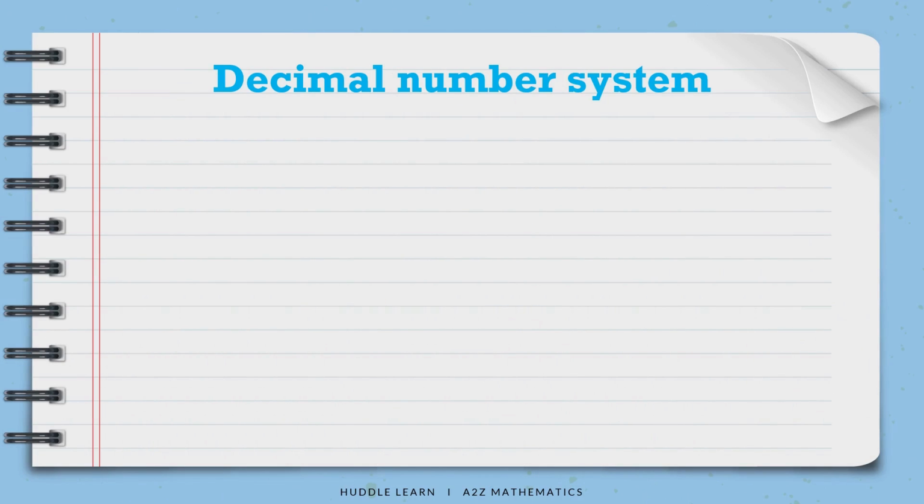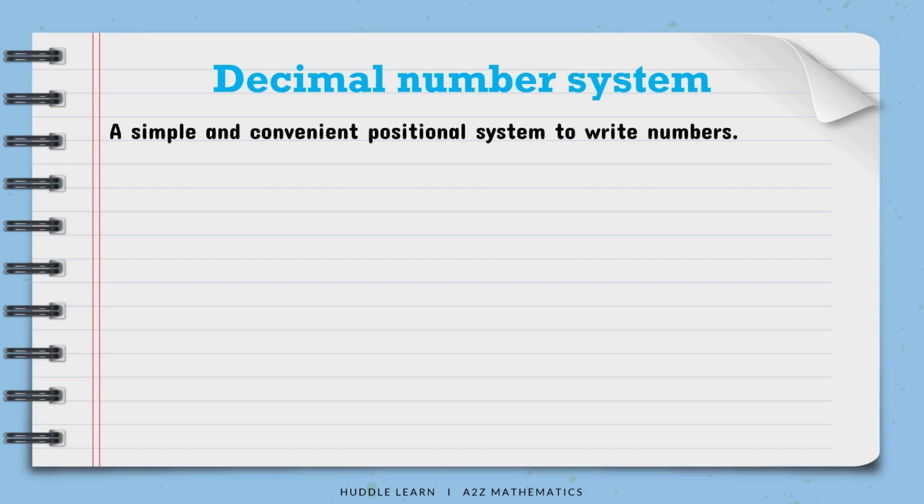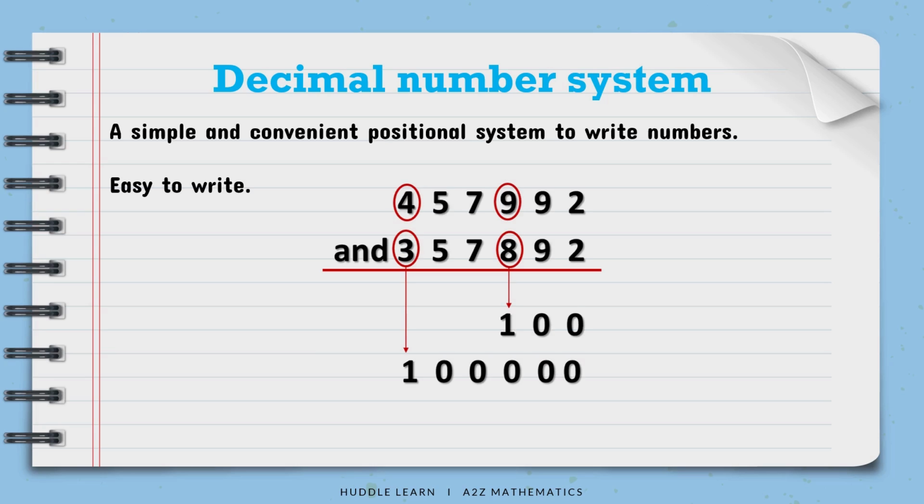The decimal number system is almost a standard and the most prevalent of all number systems that we encounter daily. It is also a simple and convenient positional system to write down numbers. For example, 3,57,892 and 4,57,992 differ from each other only at two places.